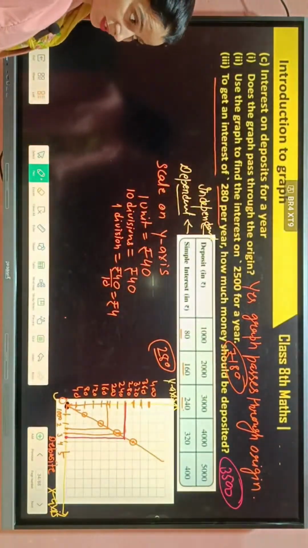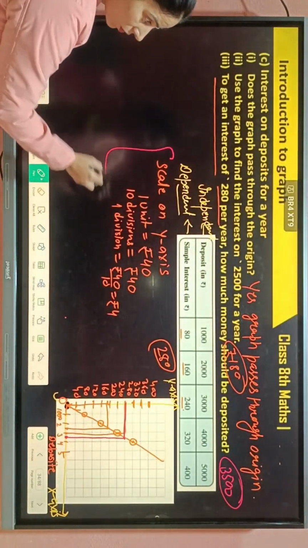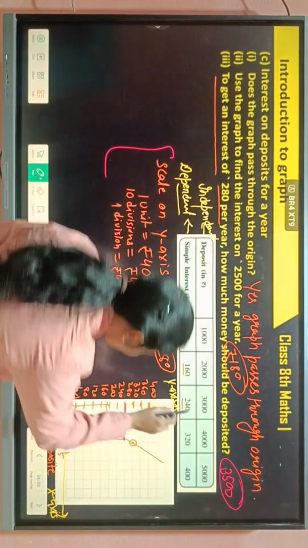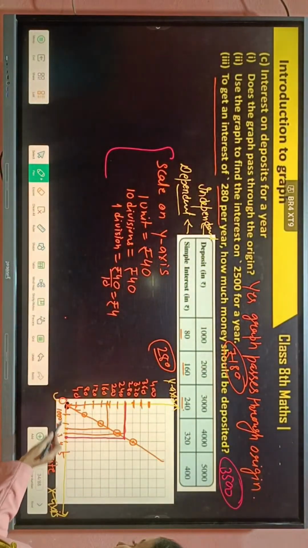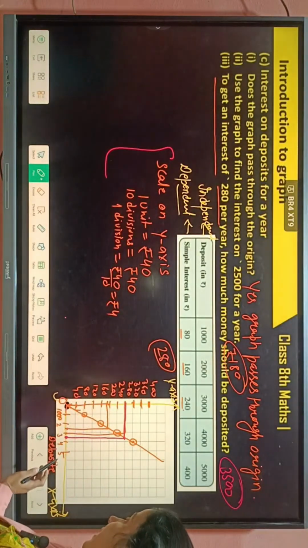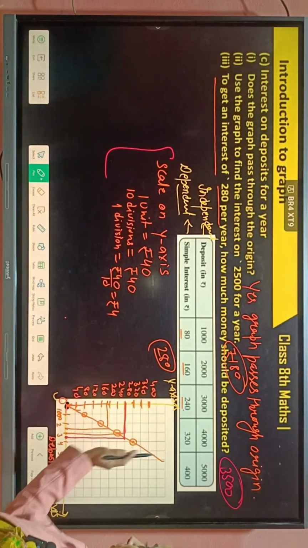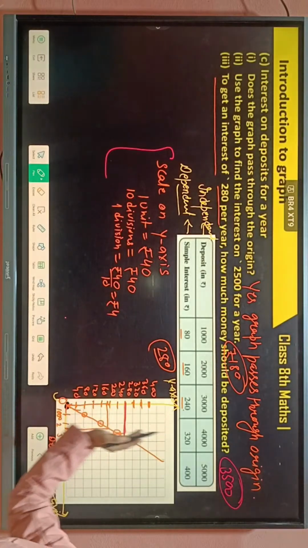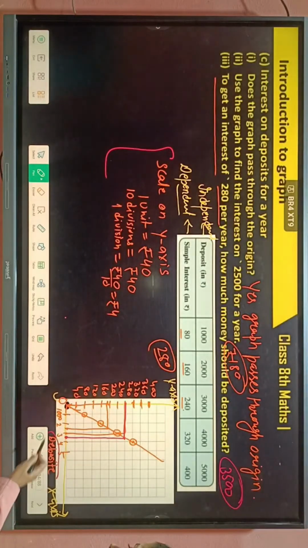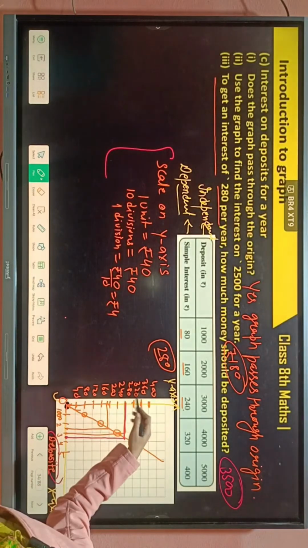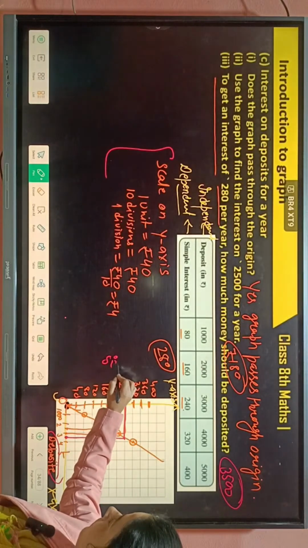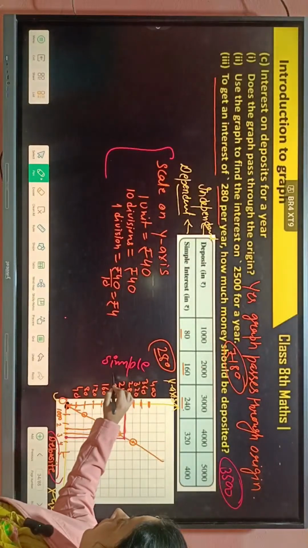You have to choose a scale properly according to your given values, and then plot these values on the graph. First of all, you will find out which quantity you have to take on the x-axis and y-axis. Then you will plot these points by taking a suitable scale. You have to mention what is varying on the x-axis and what is varying on the y-axis. On the y-axis, we considered simple interest.